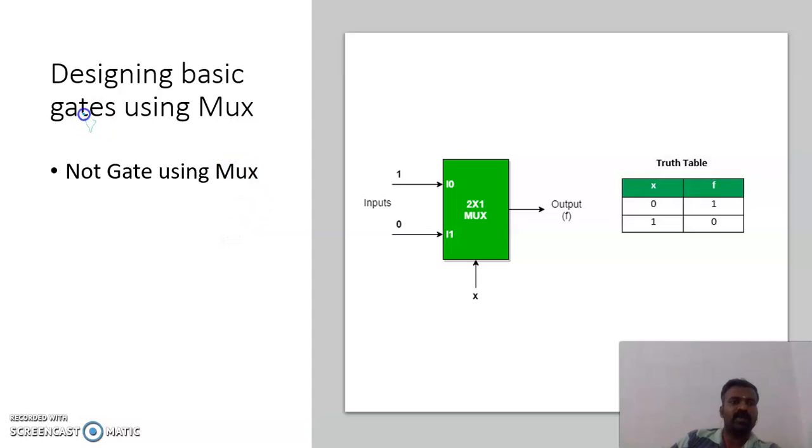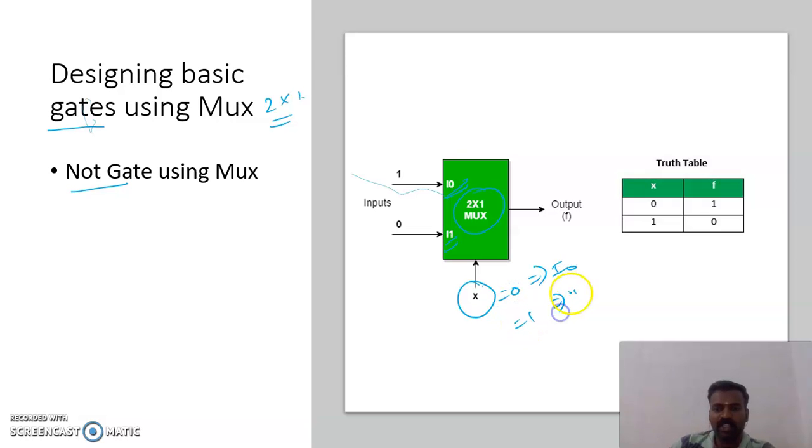Next I am going to design all the basic logic gates using only 2 cross 1 mux. That 2 cross 1 mux is going to perform all the logic gate operations. So how to design? First one is the NOT gate. For a 2 cross 1 mux we need 2 inputs, I0 and I1, and 1 selection line. When the selection line is 0, it selects I0. When it is 1, it selects I1.